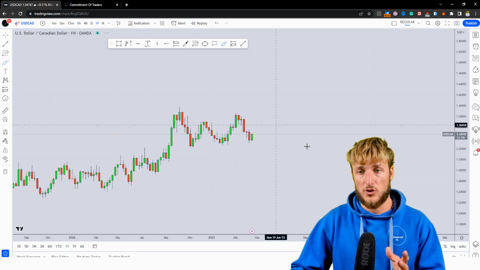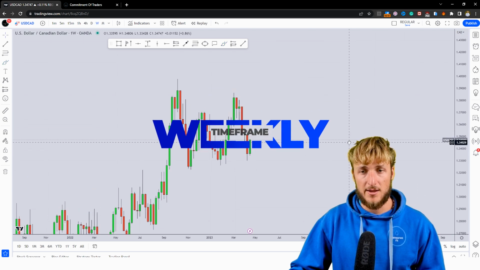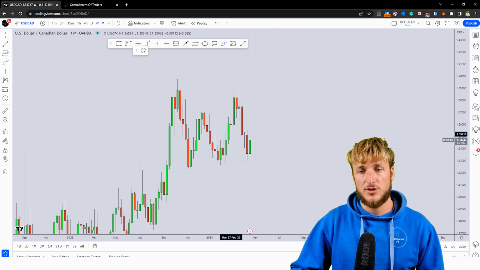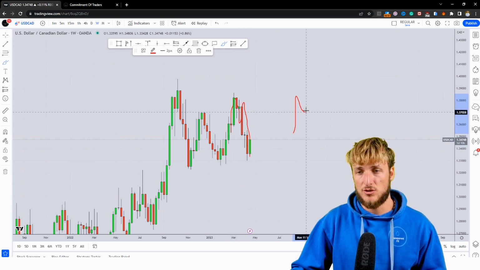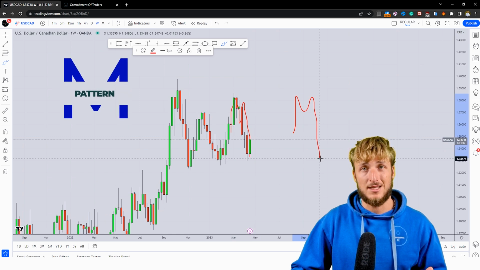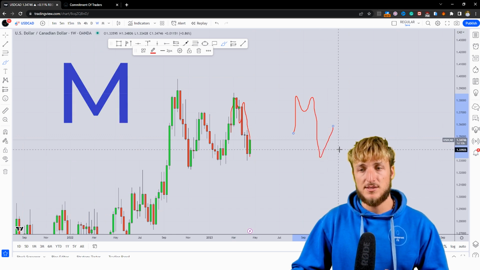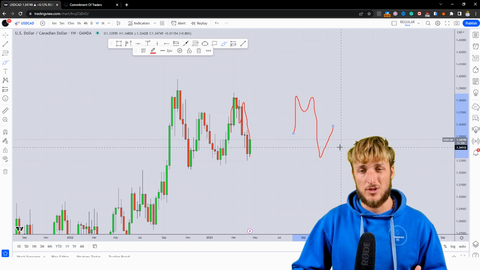Now, if we drop down on the weekly time frame, what do we have? From a weekly perspective, we can notice how the market has now created this overextended M pattern. Now, in general, after the creation of an overextended M pattern, what you would expect is for the market to provide a potential rejection to the upside.